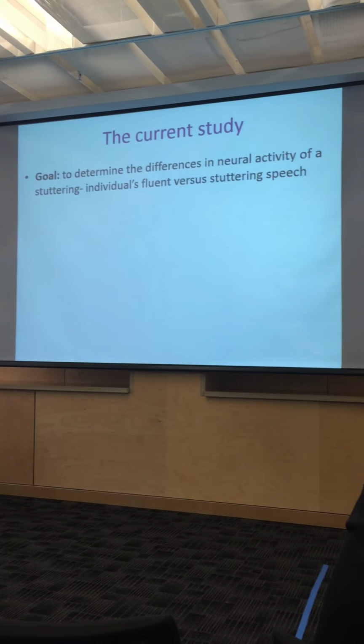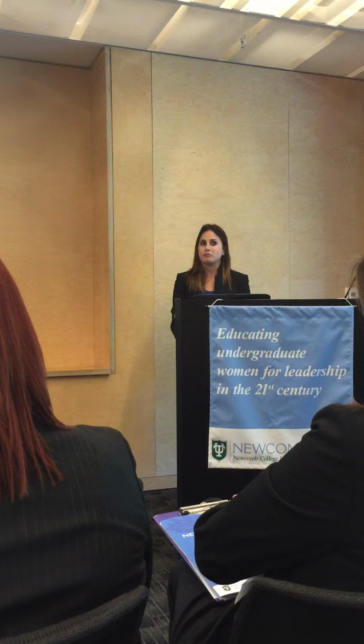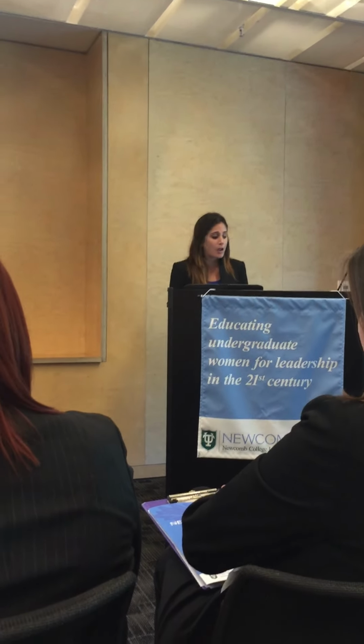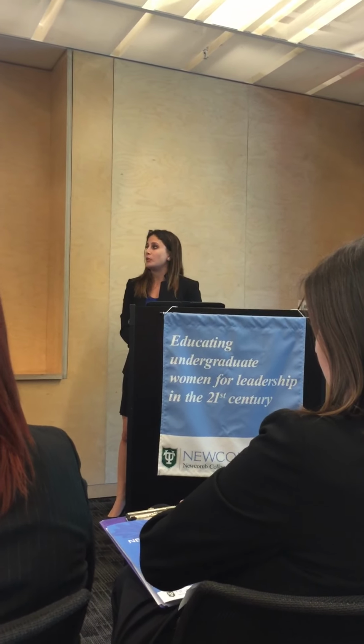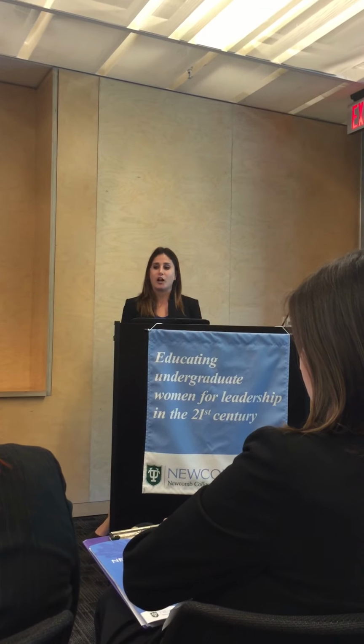So our current study, as I mentioned, we're trying to determine the differences in neural activity of a stuttering individual's fluent versus stuttering speech. And why is it important? Because stuttering is a very heterogeneous disorder, meaning that there may be different things going on in one person's brain that may not be going on in different stuttering individuals' brains. And so by understanding one individual's neural activity, we can maybe understand what's happening and improve speech therapies with neurological technologies.